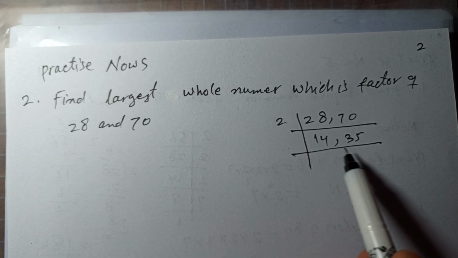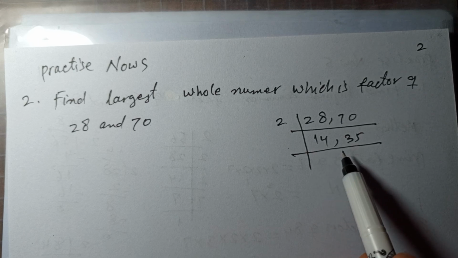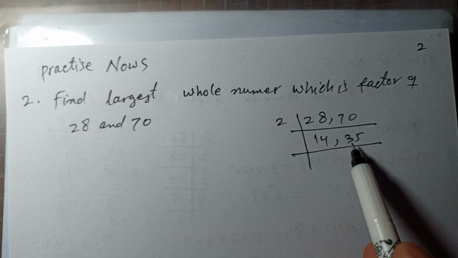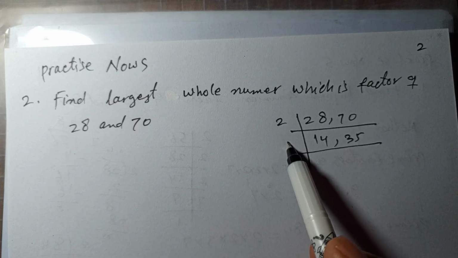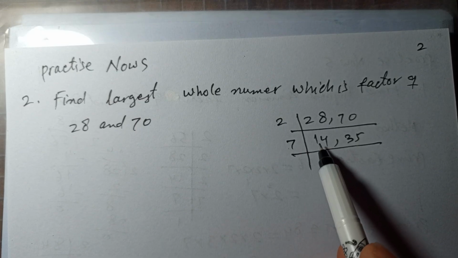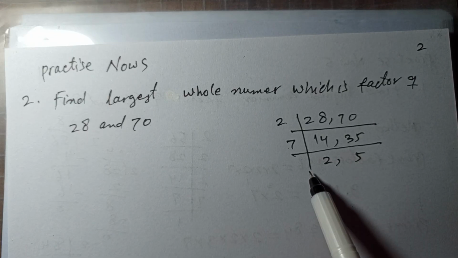Now 14 and 35 can't be divided by 2, only 14 can be divided by 2, so you will not divide by 2. And see here, 35 is divided by 7, 14 can also be divided by 7, so you will use 7 to divide both. 7 2s are 14 and 7 5s are 35.